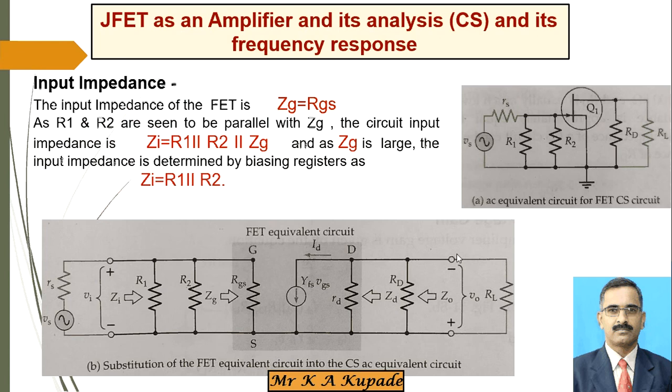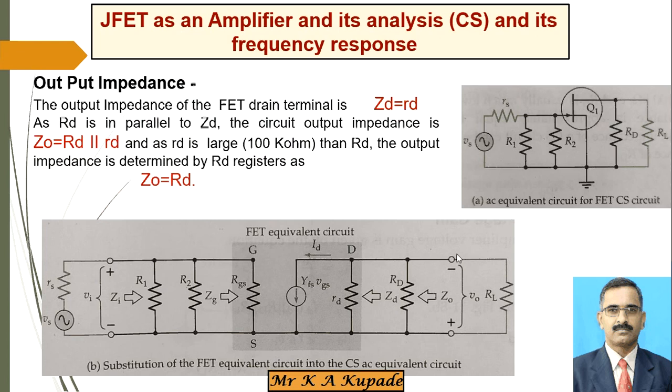Okay, and these two are again in parallel with that particular Zg, because that Zg is nothing but again RGS. So the input impedance of that circuit is given as Zi equals R1 parallel to R2 parallel to Zg, and as this Zg is a very large one, the input impedance is determined only by the biasing resistor. That is, Zi is equal to R1 parallel to R2.